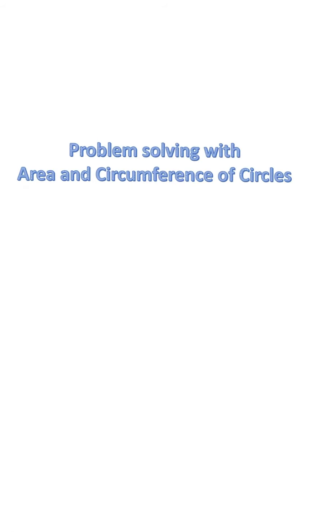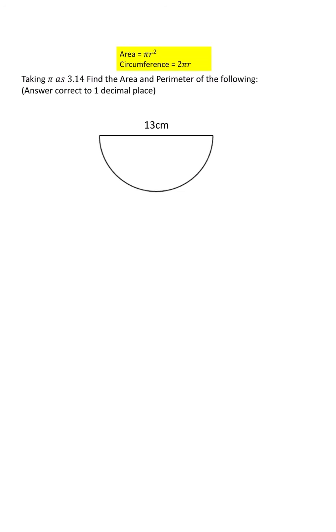In this video, we're going to be looking at problem solving with area and circumference of circles. By now you should know how to find the area and circumference of a circle, and the formulas are given in yellow here, and all you have to do is sub into that formula using whatever the question gave you to use as pi.